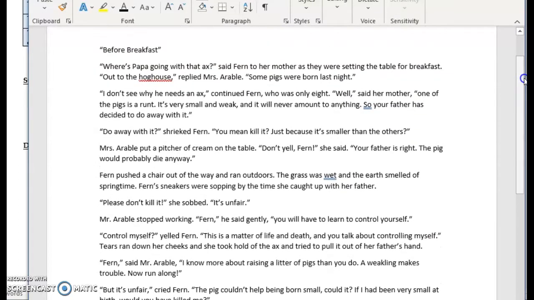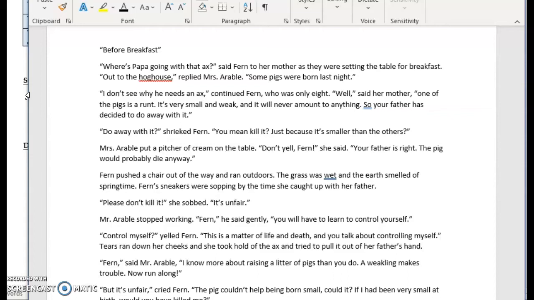Just looking at this little part, I'll read for us. "Where's Papa going with that axe?" said Fern to her mother as they were setting the table for breakfast. "Out to the hog house," replied Mrs. Arable. "Some pigs were born last night." "I don't see why he needs an axe," continued Fern, who was only 8. "Well," said her mother, "one of the pigs is a runt. It's very small and weak, and it will never amount to anything. So your father has decided to do away with it." "Do away with it?" shrieked Fern. "You mean kill it, just because it's smaller than the others?"